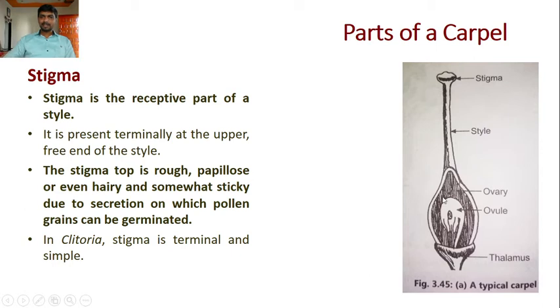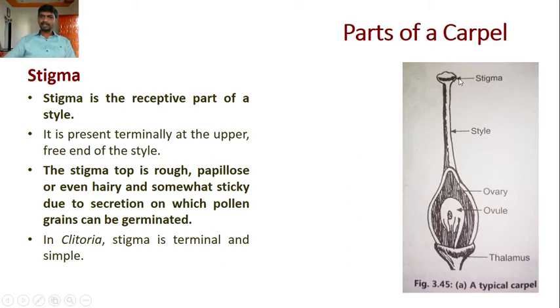The stigma top is rough, papillose, or even hairy and somewhat sticky due to secretion, on which pollen grains can be germinated. So this stigma, whose top surface is rough, even hairy, feathery, somewhat sticky due to secretion of substances. These are the stigmatic substances on which the pollen grains can germinate. This sticky nature of the stigma is for the attachment of the pollen grain that falls on the stigma during the process of pollination.